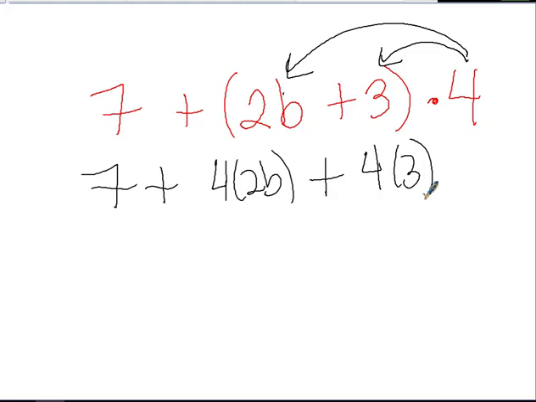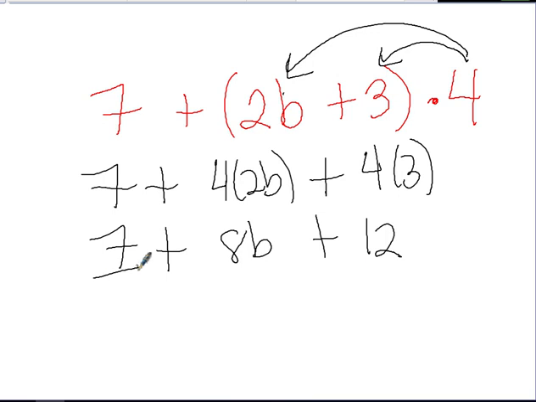I'm now going to simplify. The 7 plus is going to come down again. I haven't done anything with that. 4 times 2b is 8b plus 4 times 3, which is 12. I look again for like terms, and in this case, since 7 and 12 are both constants, I can add 7 and 12, and 7 plus 12 is 19 plus the 8b. 19 and 8b are still not like terms, so since I can't combine them together, I'm going to leave it just as it is. The final answer is 19 plus 8b.